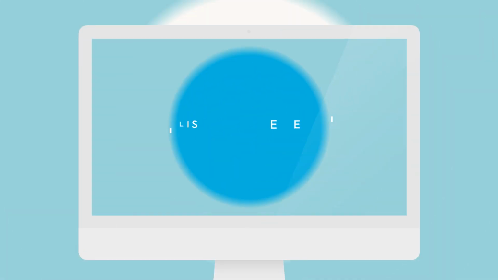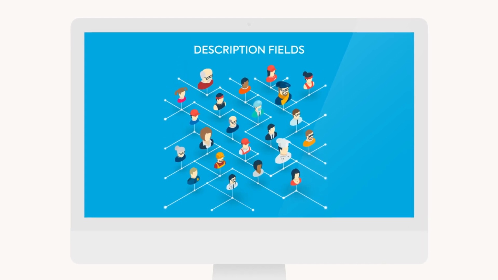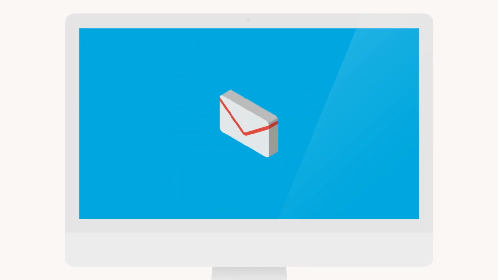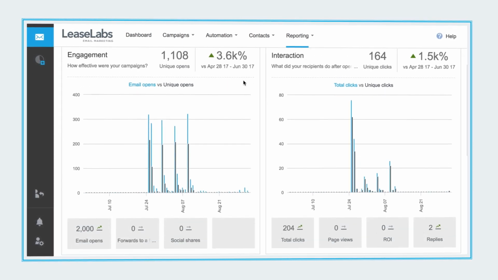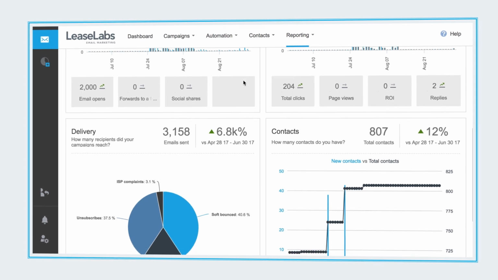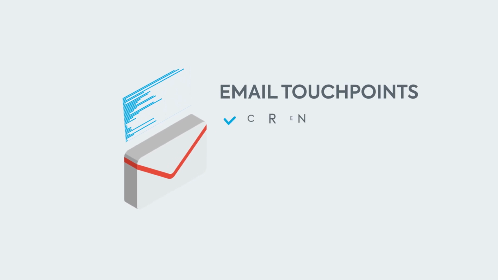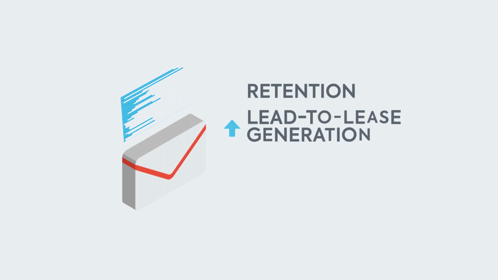The platform also includes a list management feature, allowing users to segment their contact lists based on custom description fields and previous email engagements and actions. Once your email campaigns have sent, the EMS reporting suite gives you real-time analytics on delivery and open rates, bounces, unsubscribes, and email forwards. Our effective data-driven EMS platform creates valuable email touchpoints with both current and prospective renters, increasing retention and lead-to-lease generation.